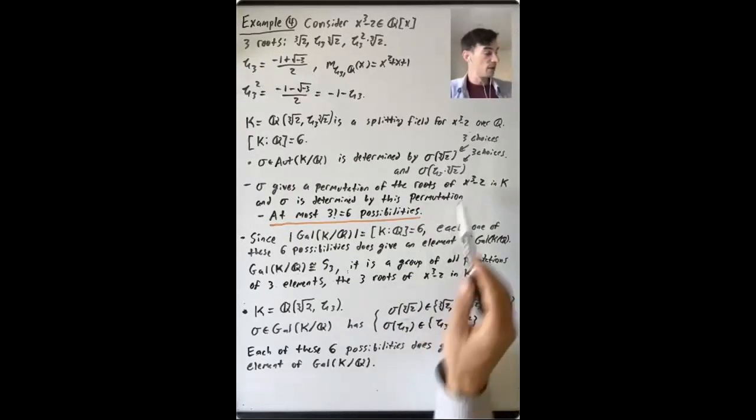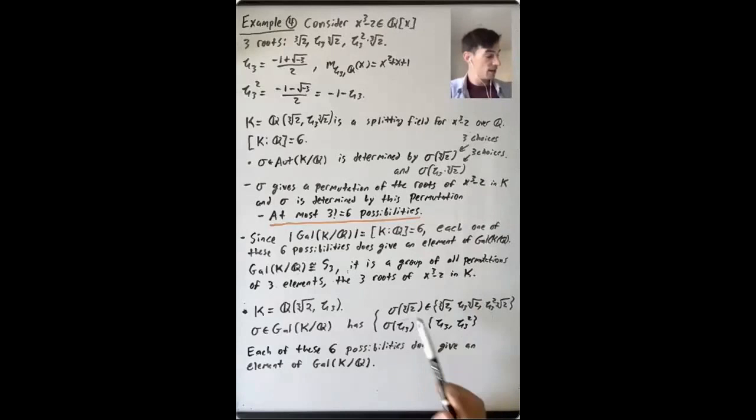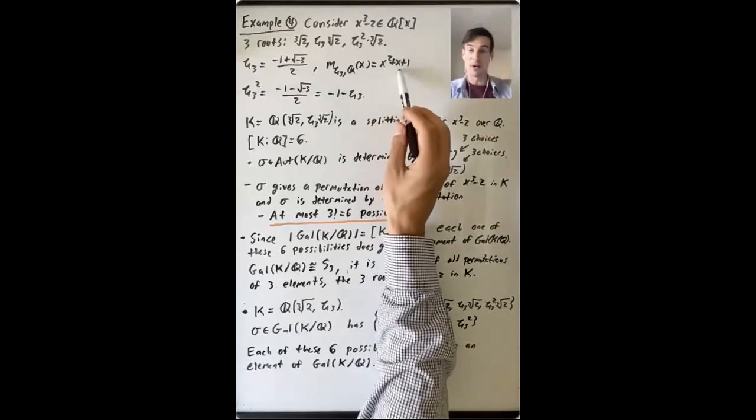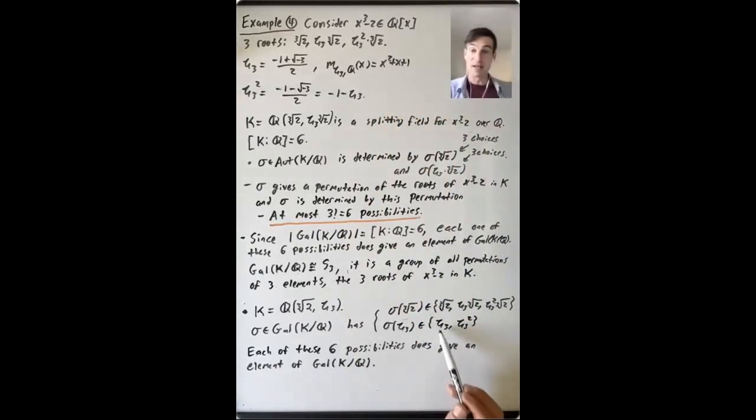And now, what are the possibilities for where to send cube root of 2? You have to send it to another root of x cubed minus 2 in K. So either cube root of 2, zeta 3 times cube root of 2, or zeta 3 squared times cube root of 2. And where can you send zeta 3? You have to send it to another root of x squared plus x plus 1. So either to zeta 3 or to zeta 3 squared.